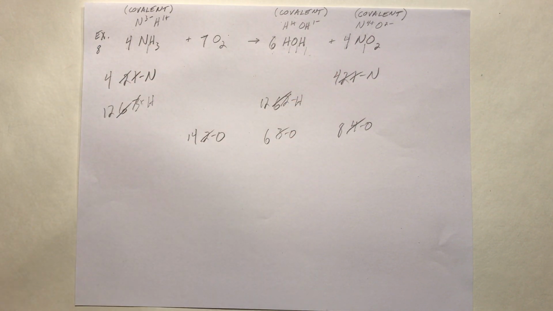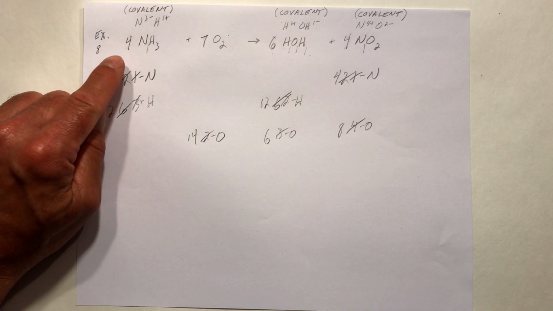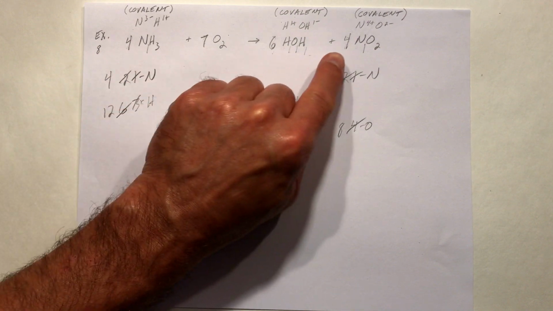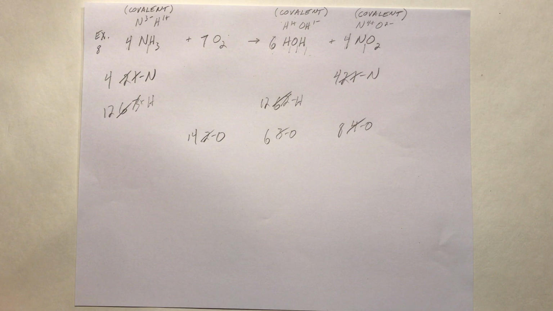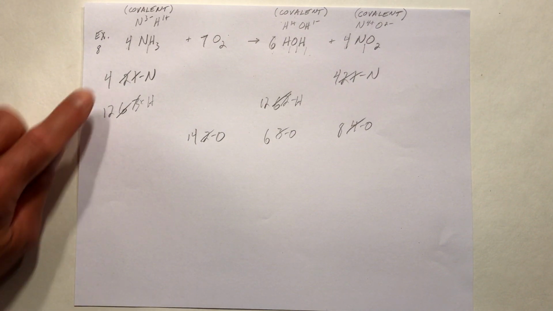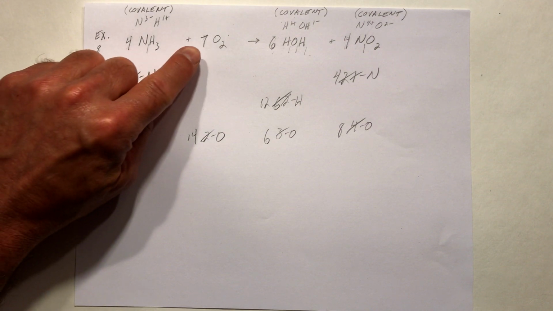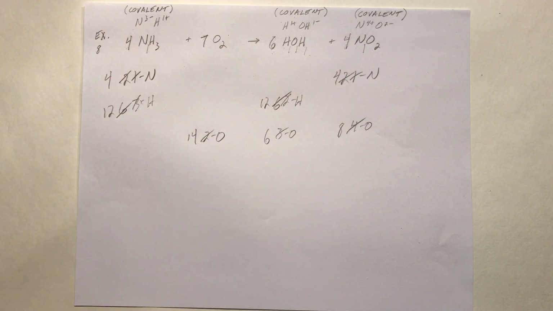You can do this many, many different ways. This is really just trial and error. But using the hints can sometimes lead you on a short path to get to the answer. Now, once again, if you have this balanced with coefficients that are twice as big as these, well, technically, all of the elements will be in equal number on both sides. The equation will be incorrectly balanced unless it has the lowest ratio of coefficients. So it should be 4, 7, 6, and 4.